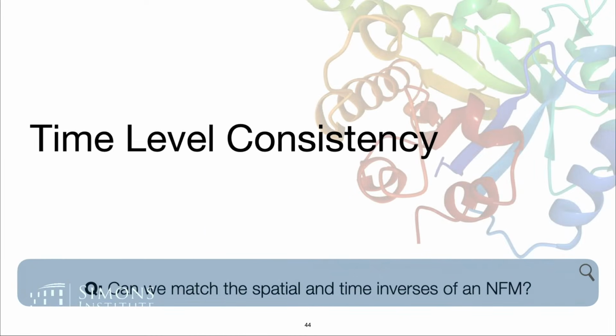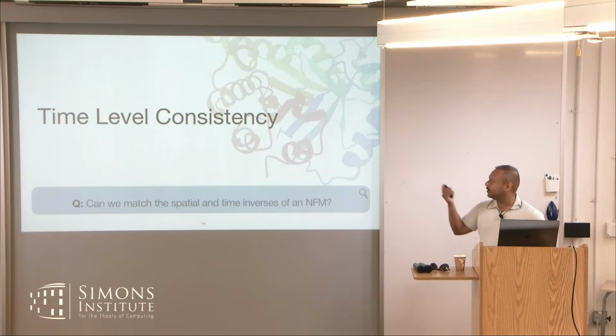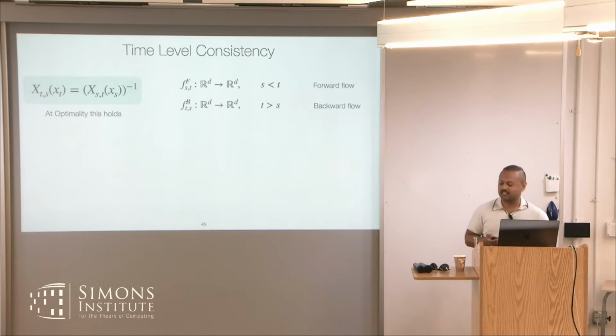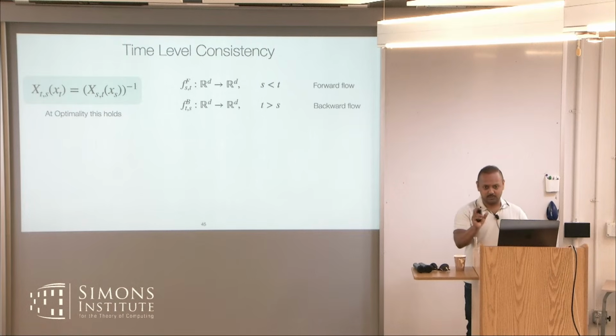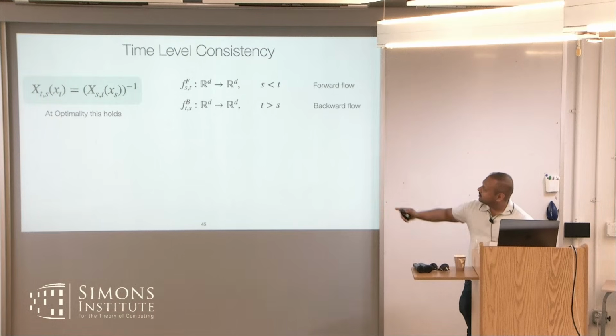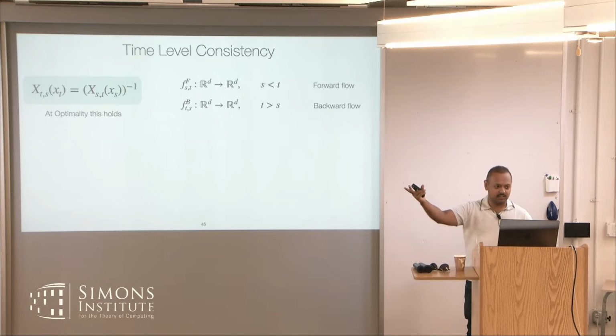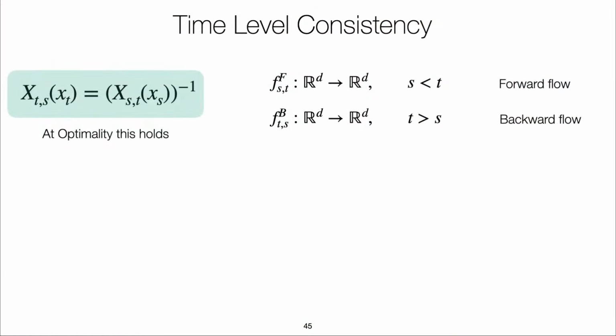And perhaps the most interesting thing, I don't have a better name for this, so I'll just call this time level consistency. This is really cool and very new to me and underexplored. Because we have a normalizing flow with an invertible architecture, at optimality, you can say that the time inverse, so switching S and T in your flow map, should equal the spatial inverse. It's a regular normalizing flow.